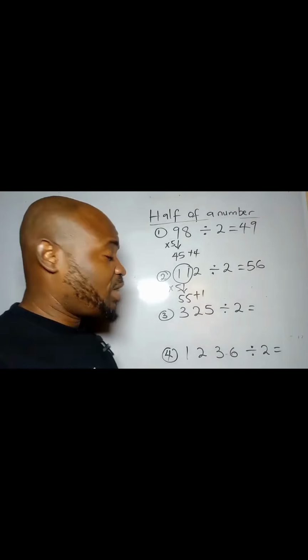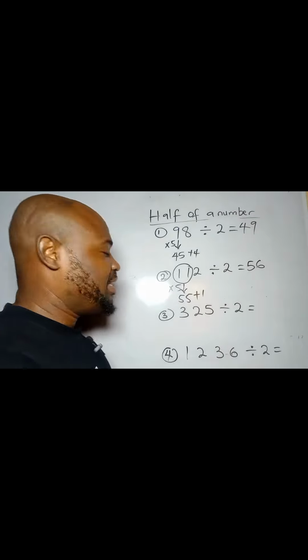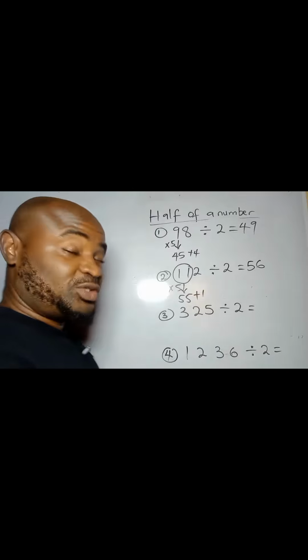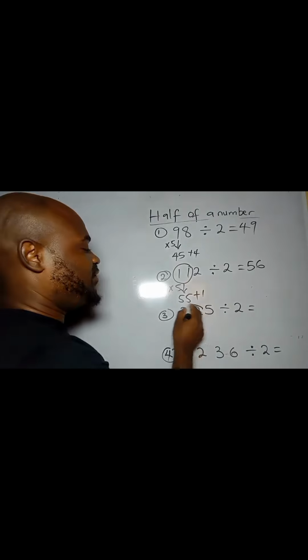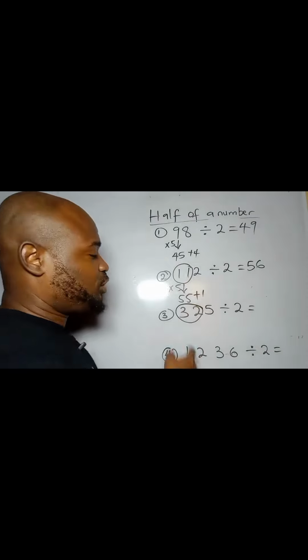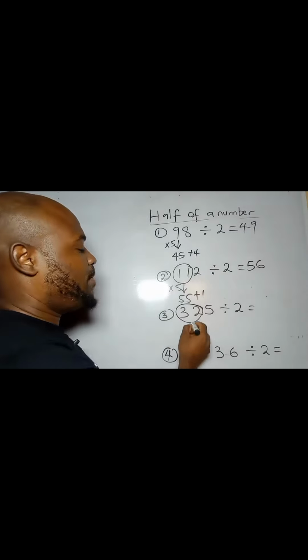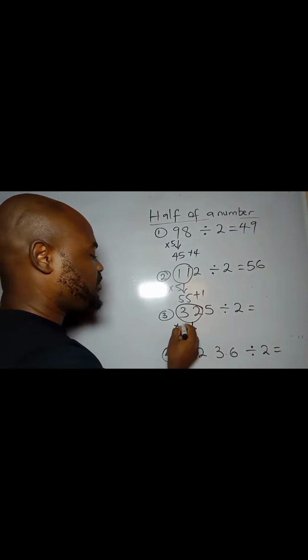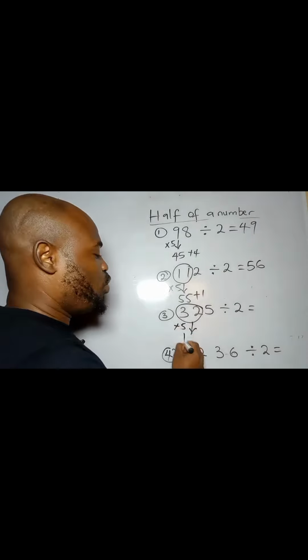I know you might want to ask, what if half of that particular number is not a whole number? Yes, this method will still work for it. Now pick the first 2 digits here. 32 multiplied by 5. 32 times 5 is what?